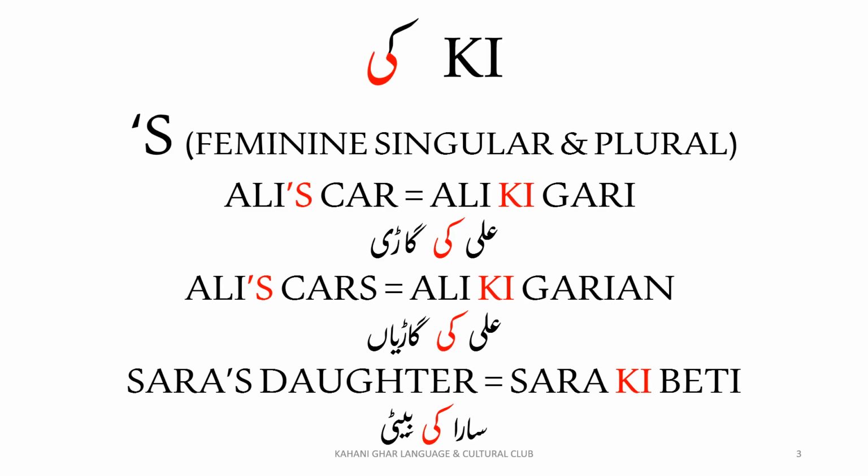Ki. This is the same word used for feminine singular nouns as well as plural nouns. For example, Ali's car. Car is also car in Urdu sometimes, but the word is gadi and this is a feminine noun. So we will say Ali ki gadi. You can also say Ali ki car. Plural, Ali's cars, Ali ki gaadiyan. So gadi singular, gaadiyan plural.